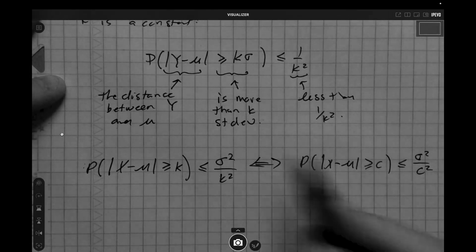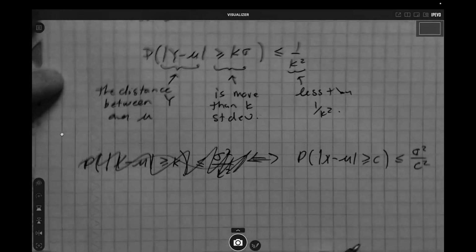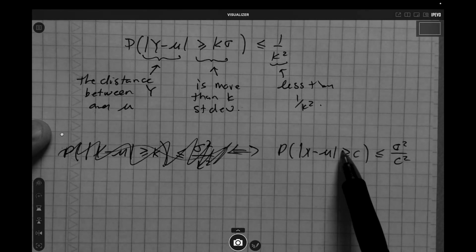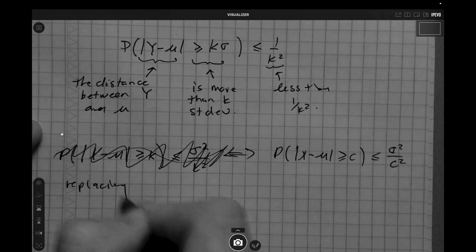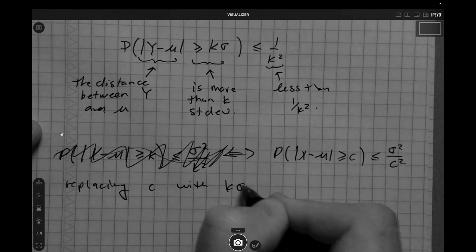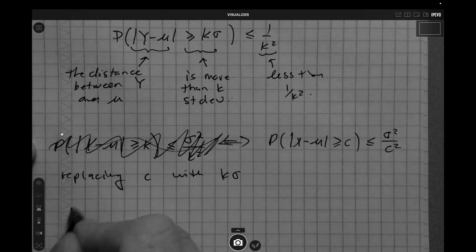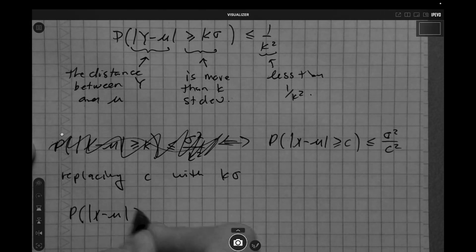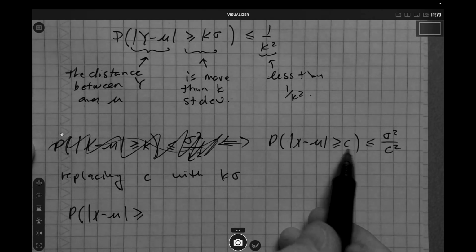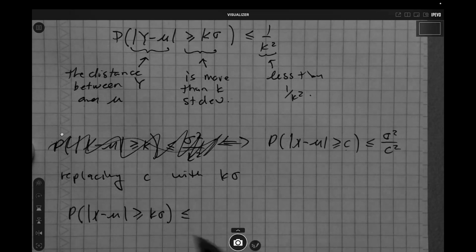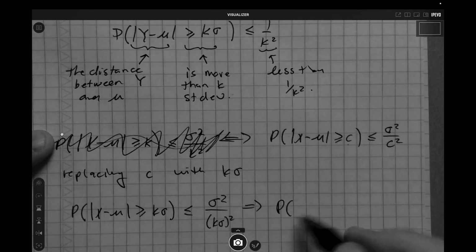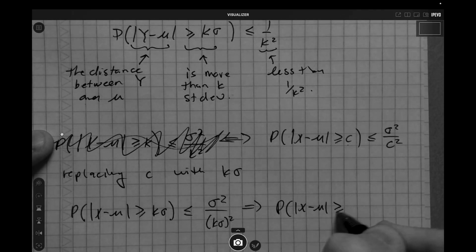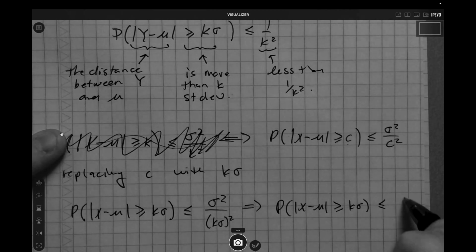Okay, so instead of k's, I'm going to write c's, and we're going to forget about that. The idea is I can just replace c with k times sigma. Replacing c with k times sigma, I get what's up above here. So the probability that |x minus mu| is greater than or equal to k times sigma is less than or equal to sigma squared over k squared times sigma squared. Of course, this is the theorem above: the probability that |x minus mu| is greater than or equal to k sigma is less than or equal to 1 over k squared.